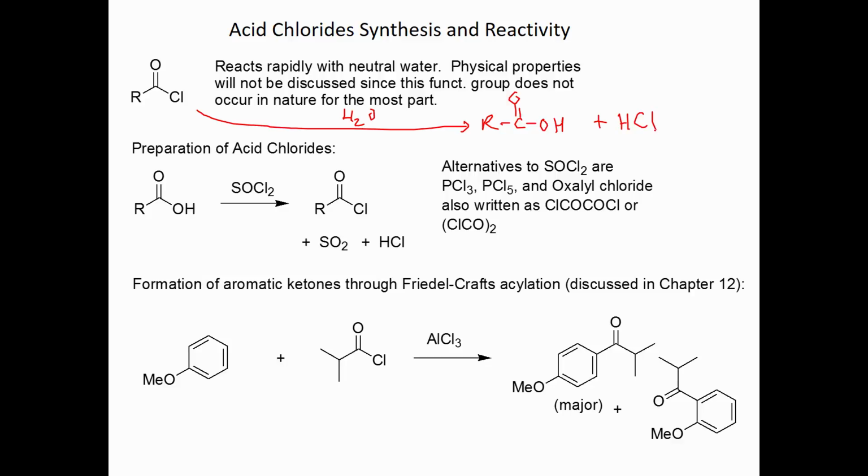Okay. All right, so we're not going to discuss the physical properties since this is not really all that common of a natural substance. How do we prepare acid chlorides? All right, this is the reaction of choice. SOCl2 reacts with a carboxylic acid to make the acid chloride, and it generates two byproducts, sulfur dioxide and HCl.